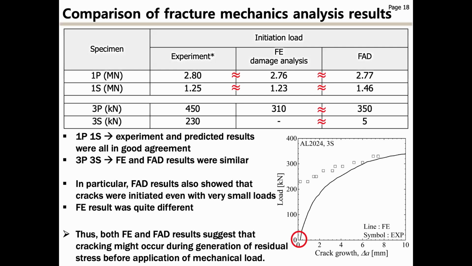And for 3P and 3S, FEA and FAD results were similar. In particular, FAD results also show that cracks were initiated even with very small loads. But the experiment results were quite different. Thus, both FE and FAD results suggest that cracking might occur during generation of residual stress, before application of mechanical load.